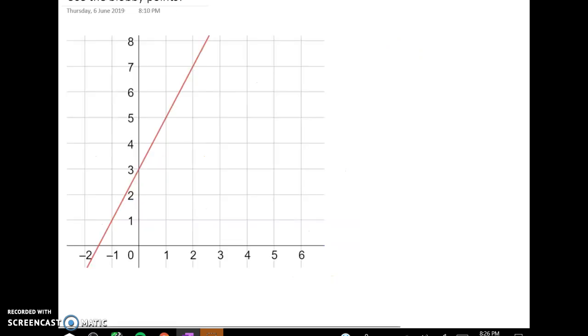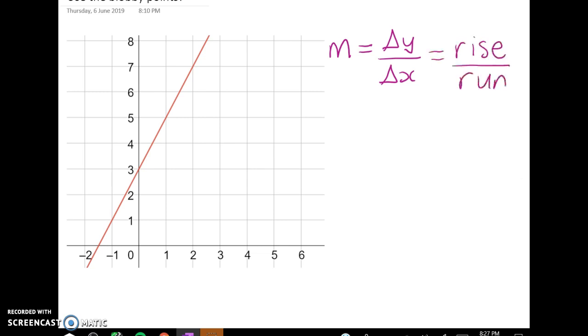So how do we do it? Well, to find the gradient, we use what we call the blobby points. The gradient we write as m, and m is equal to the change in y values divided by the change in x values. Now that looks quite hard, but it really isn't. We often say that it's the rise divided by the run. The trouble with this is we don't really know what we mean by run. Well, the run means the horizontal change, and the rise is the vertical change. So we're saying the up and down change compared to the across change.